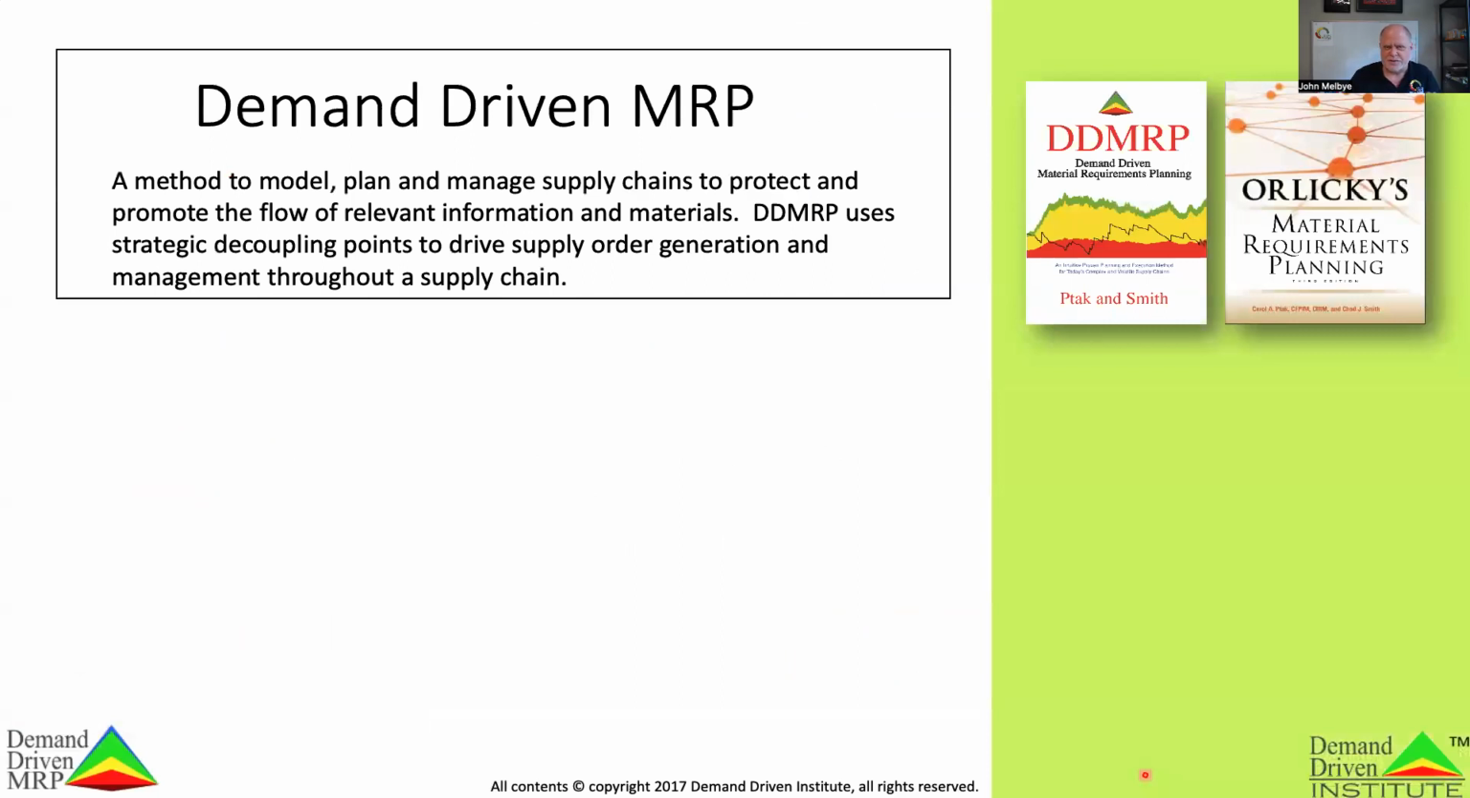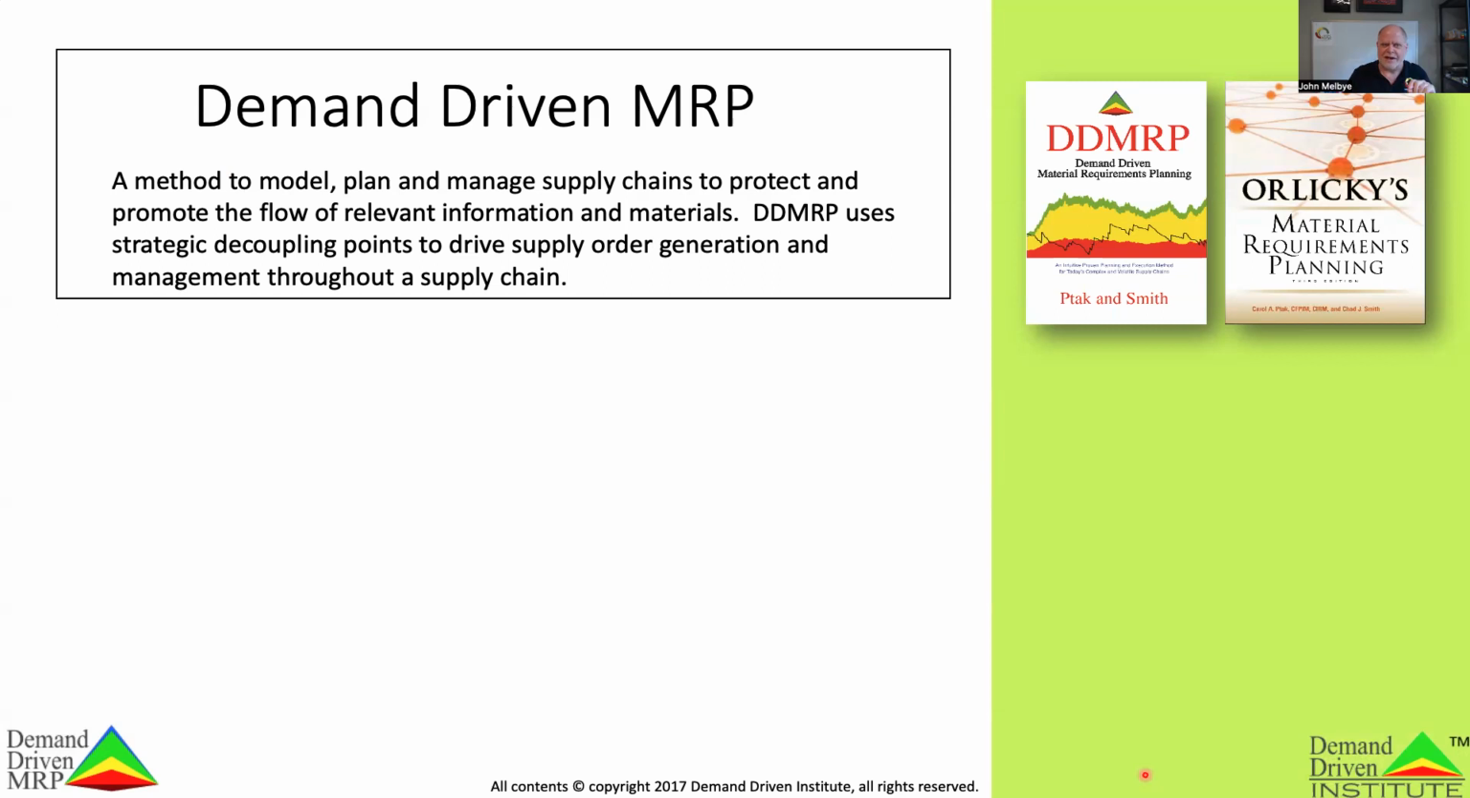So I want to introduce demand-driven material requirements planning. It is a method to model, plan, and manage supply chains with the intent to protect and promote flow of relevant information and materials. We use strategic decoupling points, which is usually an inventory balance, to drive the supply order generation. In other words, creating the purchase or manufacturing orders, and then managing, so the expediting or the changes in those orders throughout the supply chain.